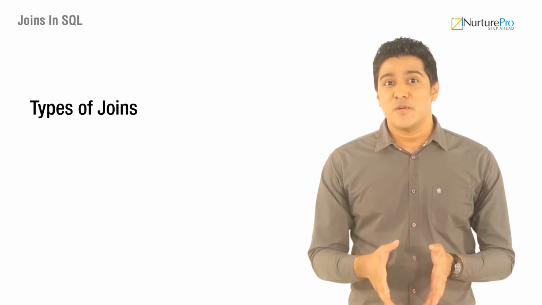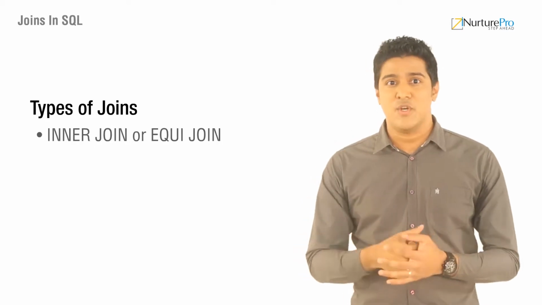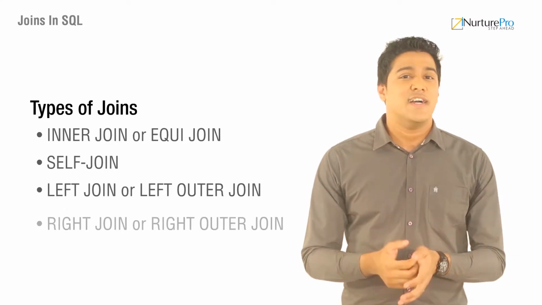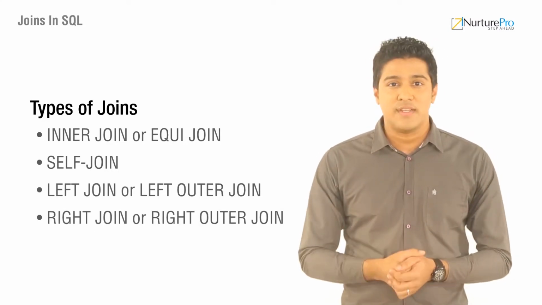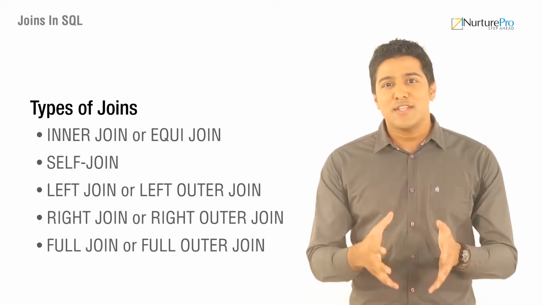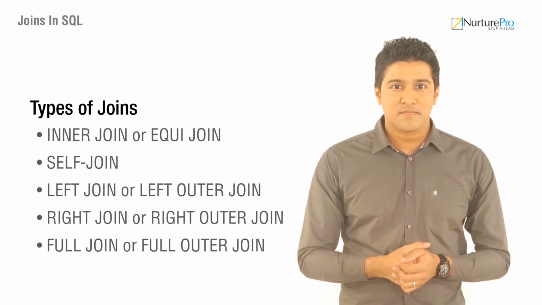There are different types of joins available in SQL. In this video, we will look at some of the most commonly used joins. Inner join or equi-join, self-join, left join or left outer join, right join or right outer join, full join or full outer join. Now let us look at each one of them.